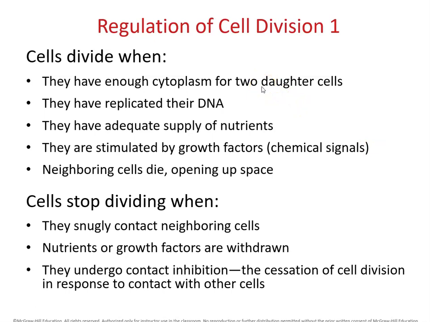The cell has some criteria for knowing when it should divide and when it should stop dividing. Okay, so cells divide when there's enough cytoplasm in the parent cell to accommodate 2 daughter cells. The cell divides after DNA replication happens. The cell divides only if there's enough nutrients around, and only if certain growth factors are available, and only if the cell senses it has enough space. Cells stop dividing when they're in contact with neighbors on all sides, when nutrients or growth factors are lacking, or when they're in close contact with all the other cells around them.